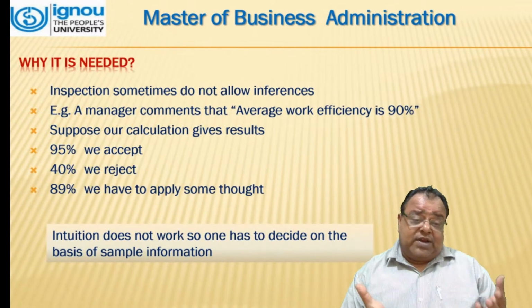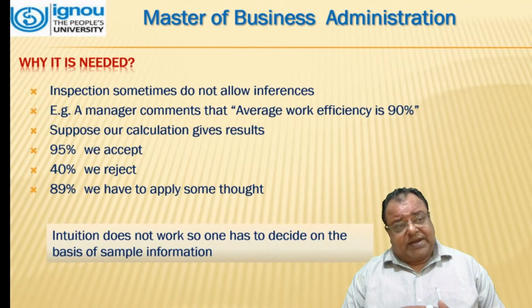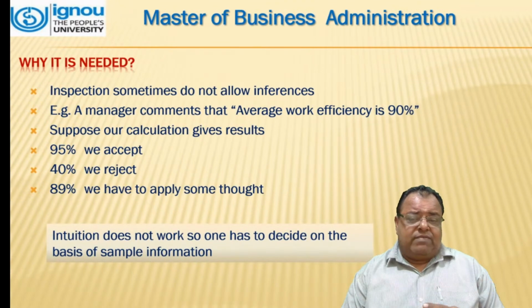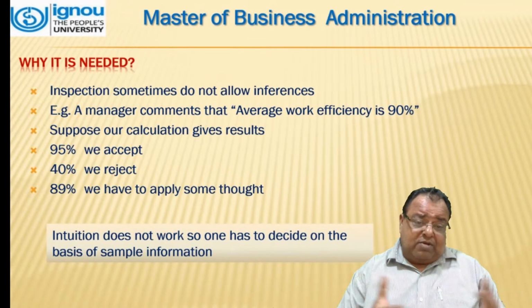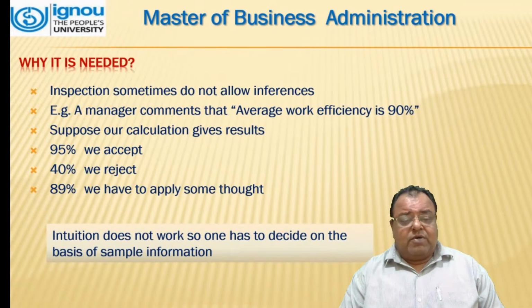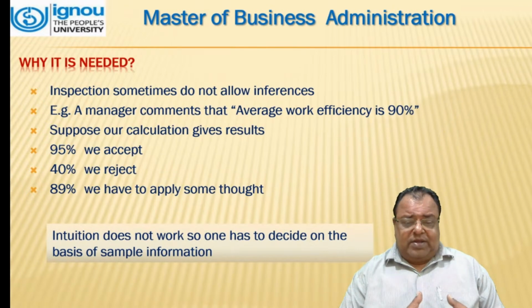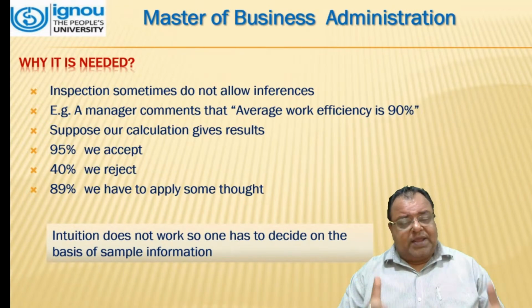Now the question is, why is this needed? Intuition sometimes does not allow us to draw inferences. For example, a manager comments that average work efficiency is 90%. Suppose our calculation gives a result of 95%, we accept; 40%, we reject; and 89%, we have to decide something. Now, intuition does not work, so one has to decide on the basis of sample information.